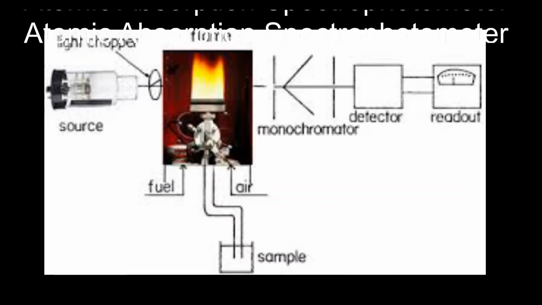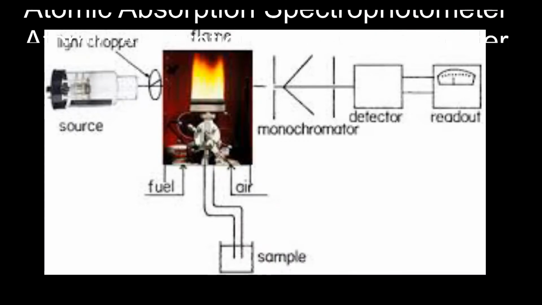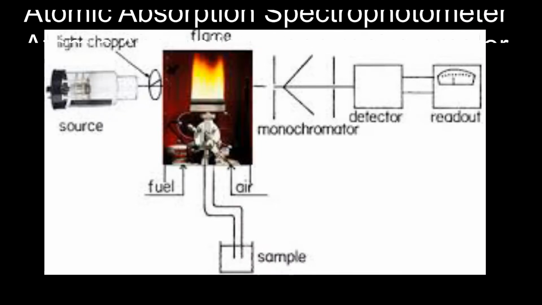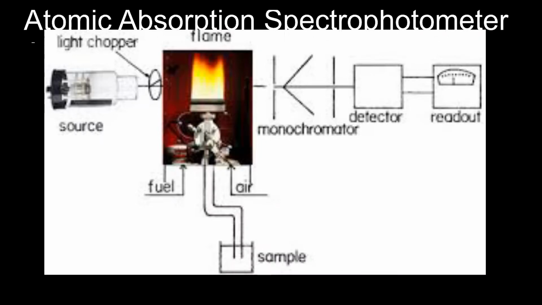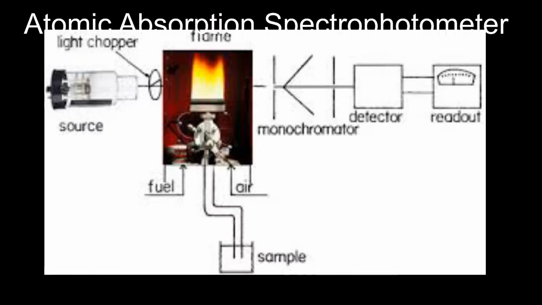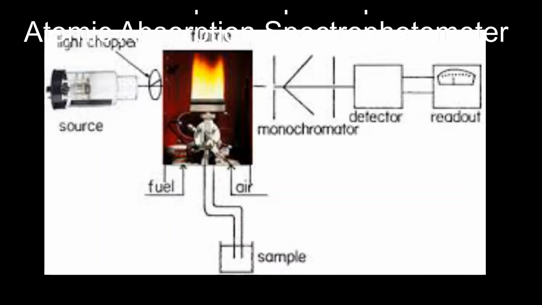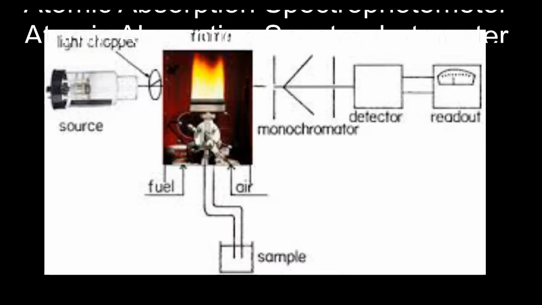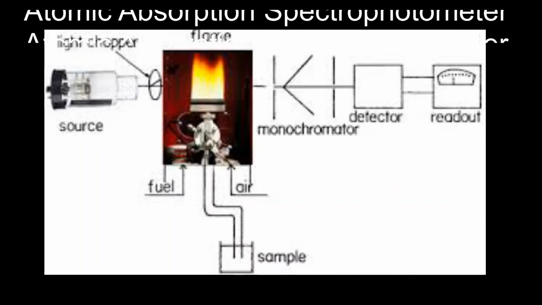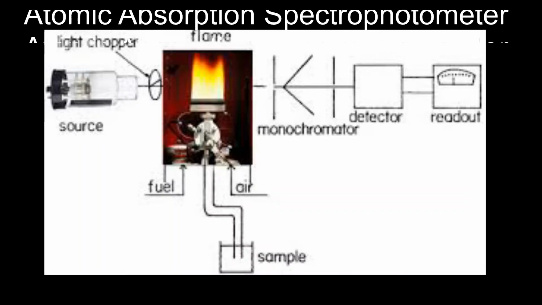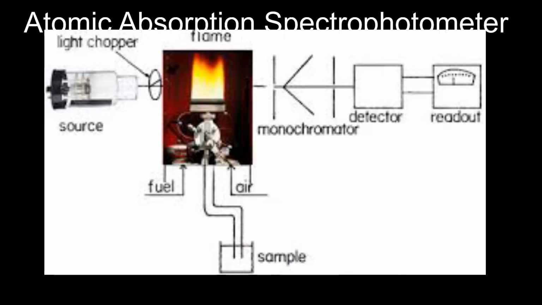After this, radiation enters into the flame which is produced by two types of burners, either a total consumption burner or a pre-mixed burner. This flame is produced by burning a fuel gas like hydrogen in presence of an oxidant which is usually oxygen. Here the sample solution is converted into tiny droplets by using a gas moving with a very high velocity, and this process is known as nebulization.